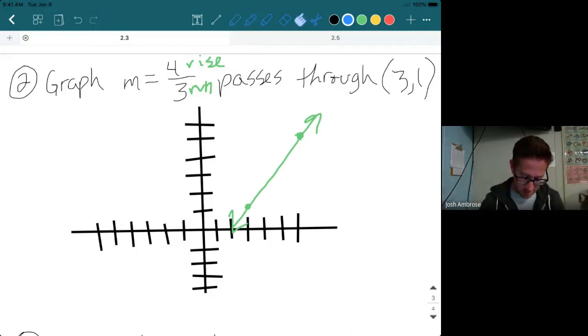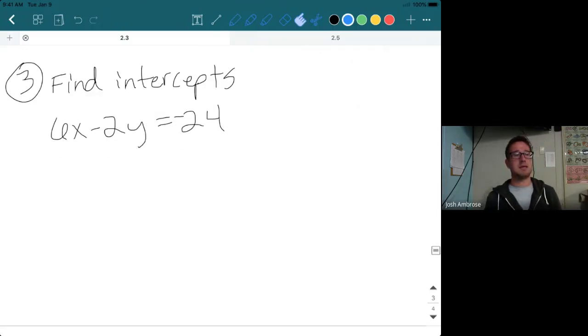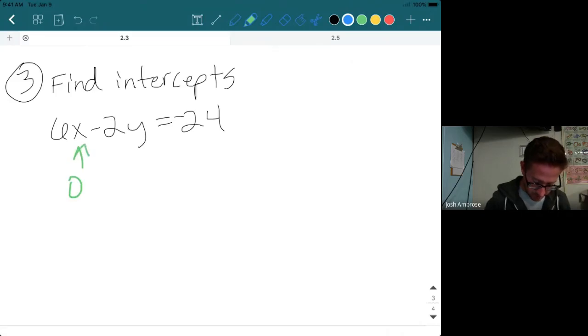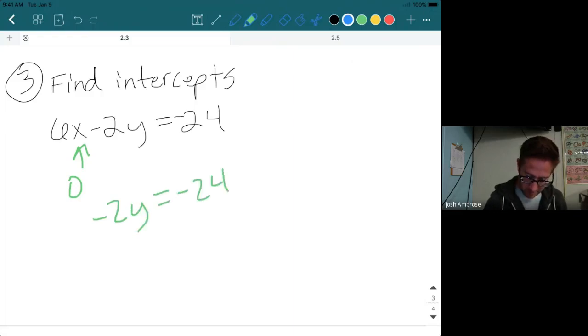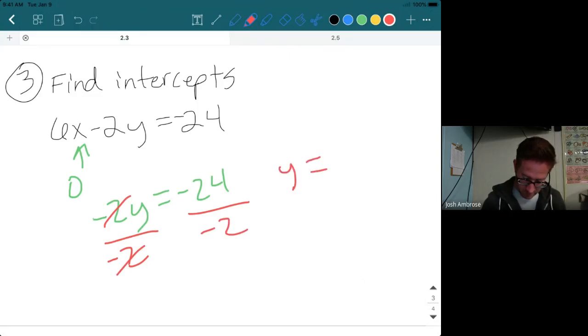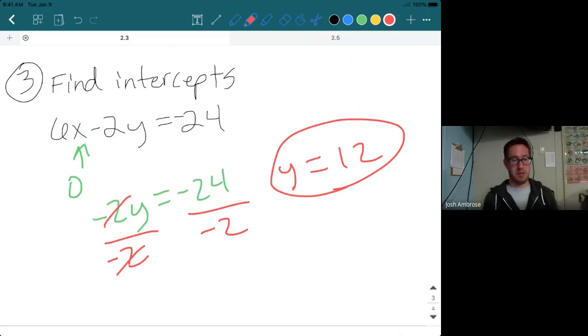Okay. Let's jump into example 3, find the intercepts. So this is where we're going to start by making x 0, plug in 0. So what happens? You have 6 times 0. That would cross out, leaving you with just negative 2y equals negative 24. Then divide both sides by negative 2 to isolate the variable. So y is going to equal a positive 12. That means that is my y-intercept.